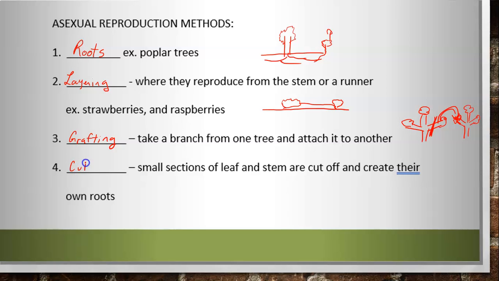Another way we can do it is with plant cuttings. It's when you take a small leaf or stem, cut it off, and you can actually create its own root system. So if we've got a plant here, let's say we've got a flower, I could cut this leaf off, plant that into the ground, and it then starts its own plant, which eventually becomes another flower. Right? So four types of asexual reproduction. Again, all of these involve one parent.